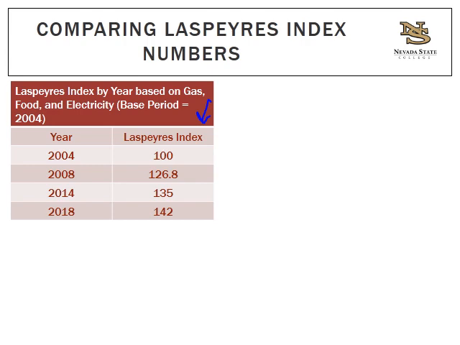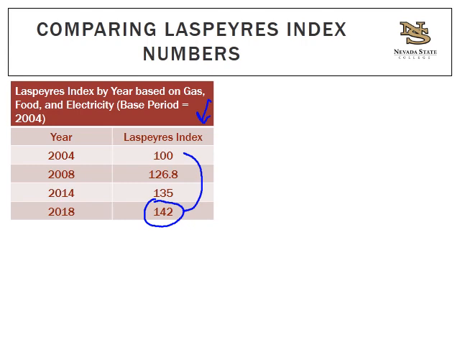So since the Laspeyres index is based on base period levels of usage, what we could ask ourselves with these numbers is, if I was consuming what I did then, how much money would I need now to maintain the same budget? So based on this table, we know that the cost of gas, food, and electricity in 2018 is 142% or 42% more than the cost was in 2004. So in 2018, you would need to make 42% more to keep the same budget for gas, food, and electricity.